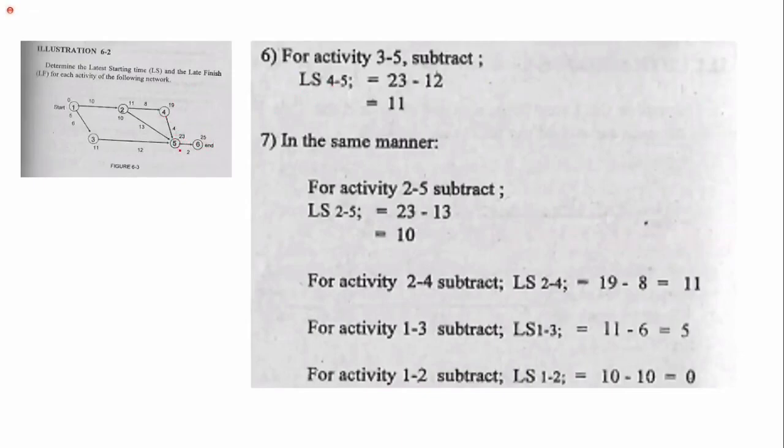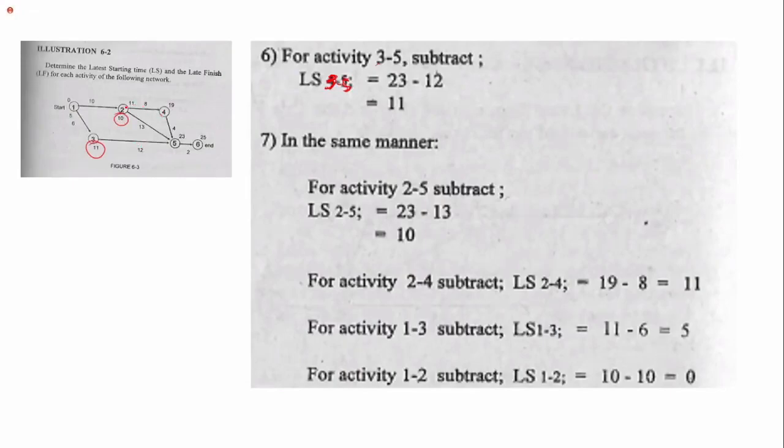Then the late start for 4 to 5. This should be 3 to 5. This is 11, so 23 minus 12. There seems to be an error in the book, but just look and you will understand. In the same manner, for activity 2 to 5, we have 23 minus 13, so we have 10.